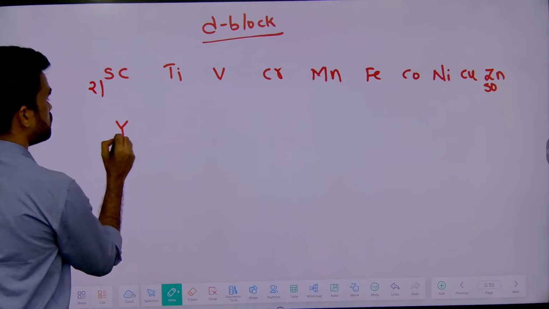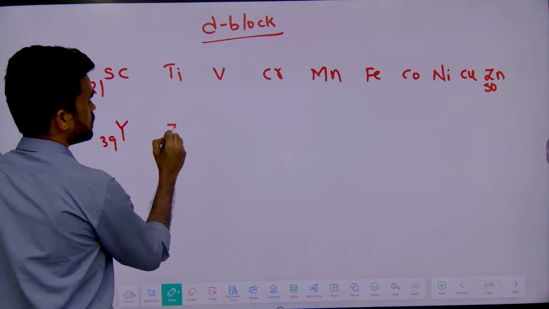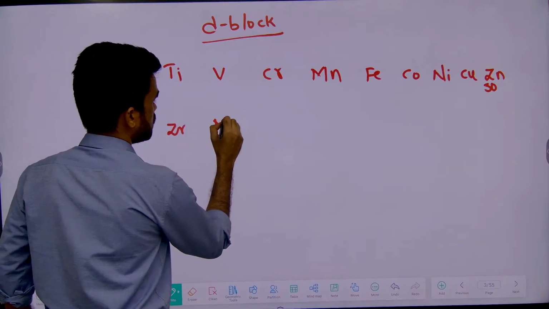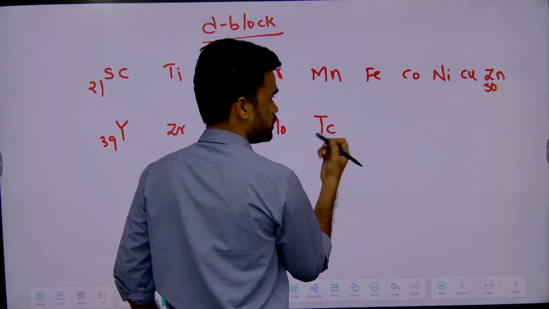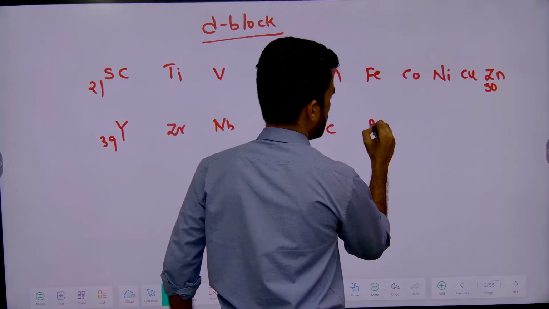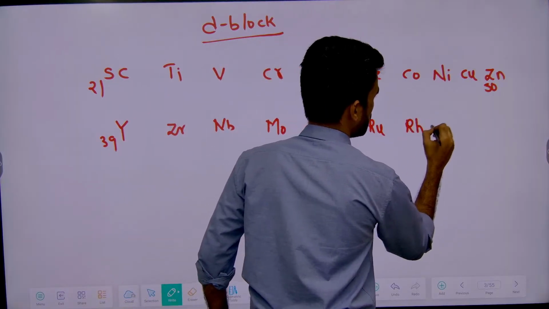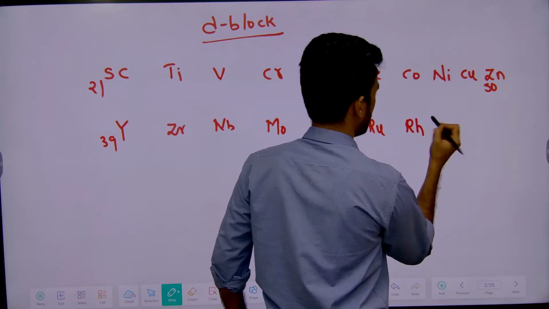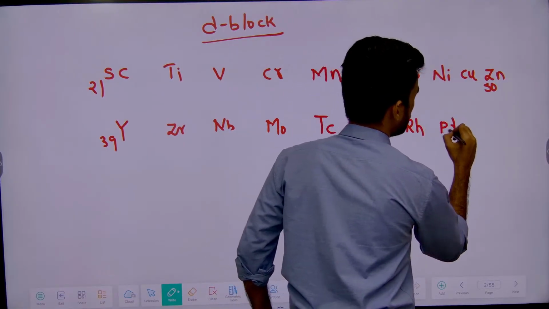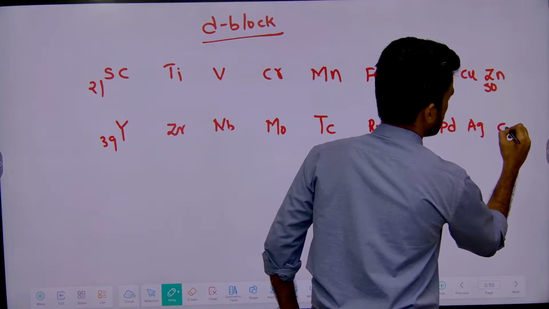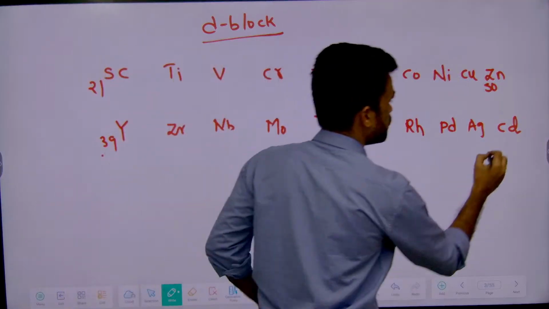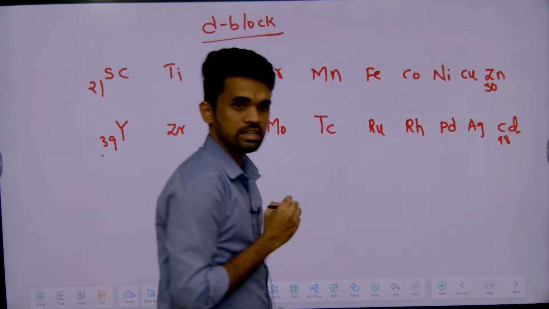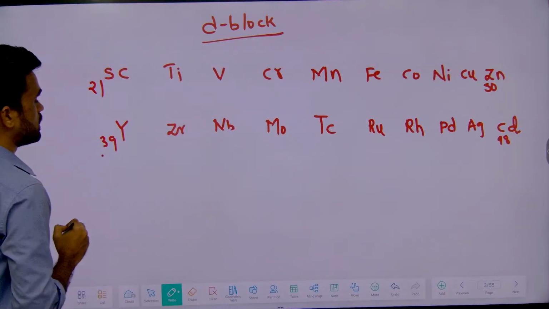Here yttrium 39. Yttrium, zirconium, niobium, molybdenum, technetium, ruthenium, rhodium, palladium, silver, cadmium. So it starts from 39 and ends with 48. Okay, next.